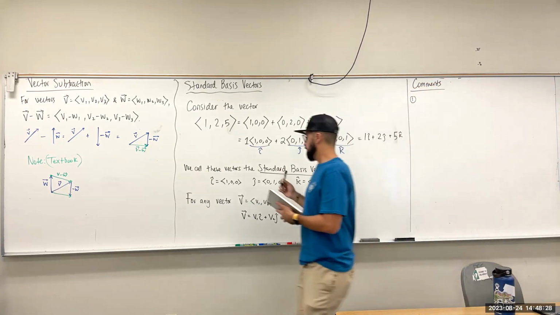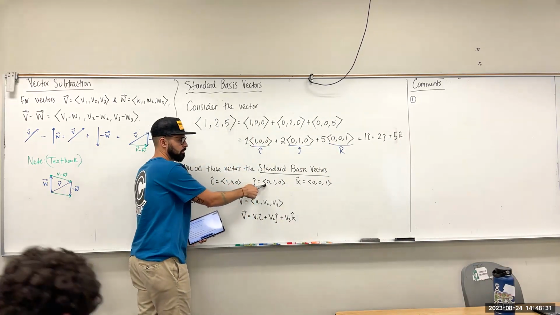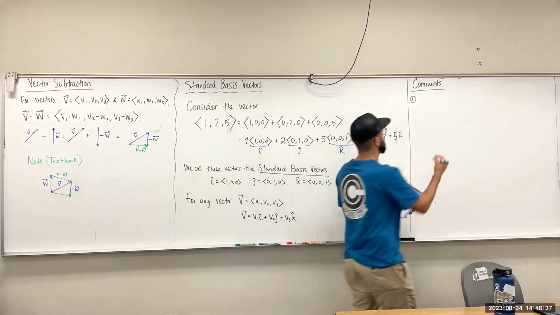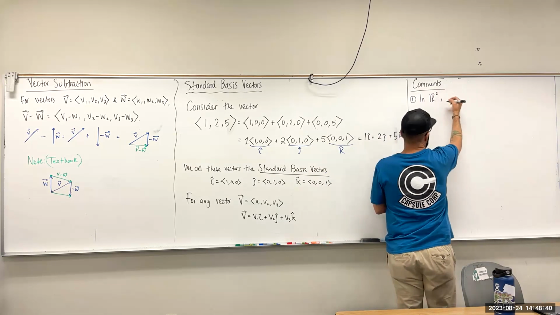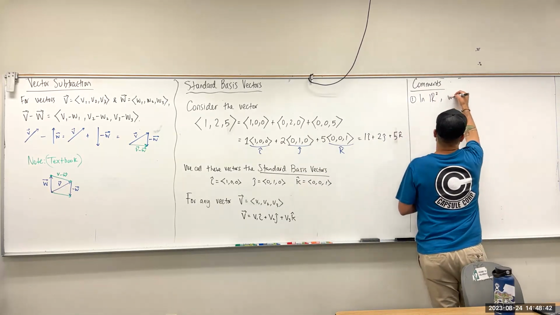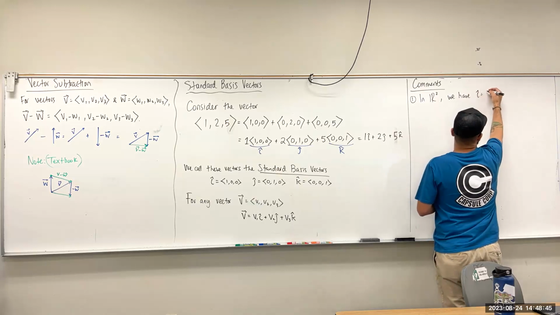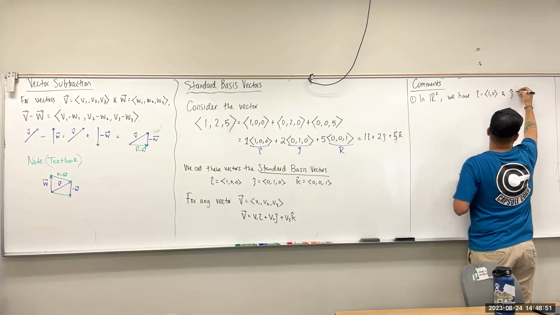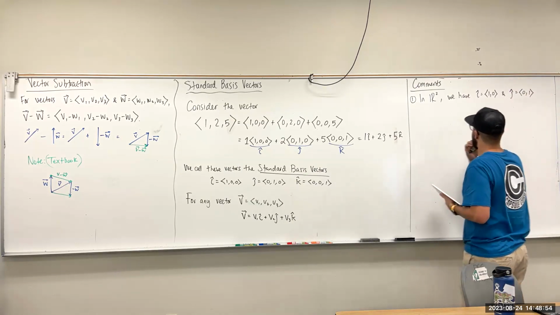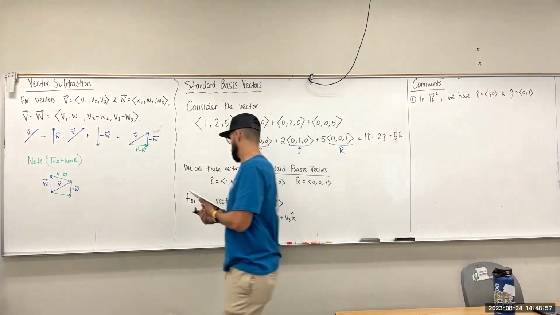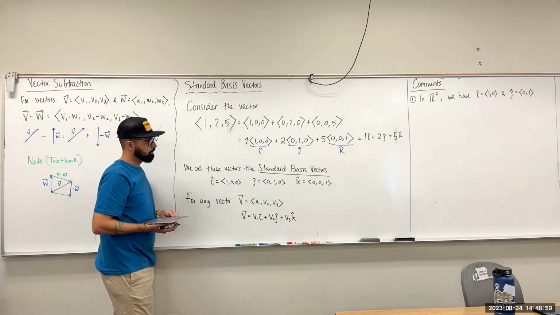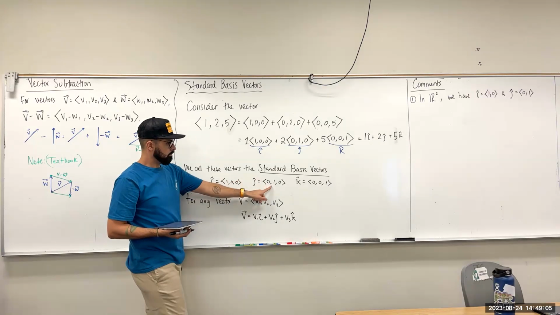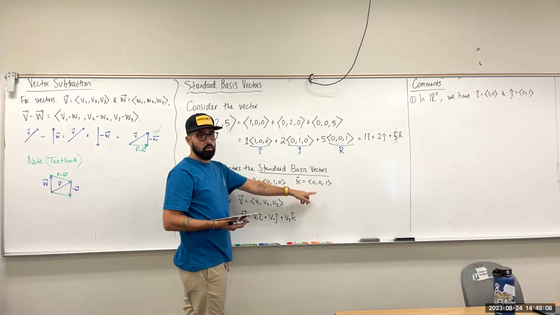So the first one is this standard basis vector, this is in R3. But you can technically also do this in R2, 2 dimensions, 4 dimensions, right? So in R2, we have i hat is just (1, 0), and j hat is (0, 1). Also notice, what's their magnitude? They all have magnitude 1, so they're all unit vectors too.